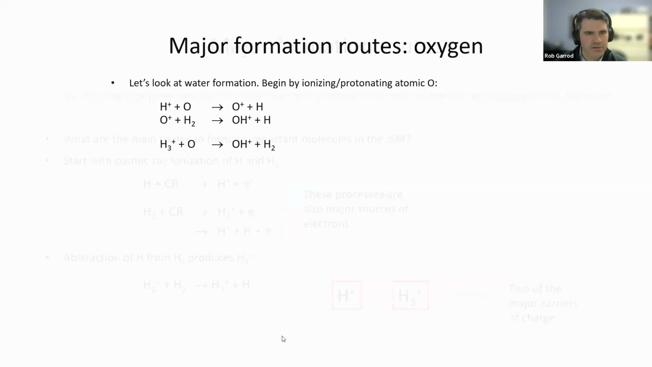So let's have a look at water production then. We know that there's water in the gas phase. It's hard to detect, but we know it's there through detections, and our networks tell us how it's formed in the gas phase. Okay, it can certainly form on grain surfaces as well by different mechanisms, but in the gas, this is how it's formed. So there are different mechanisms for forming ultimately OH plus. So OH plus is an important ion on the way to forming water.